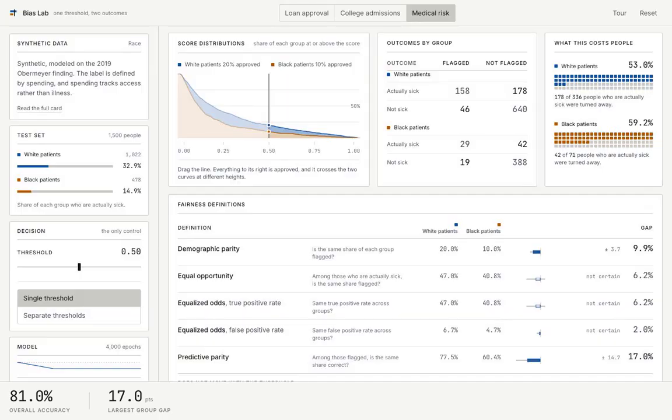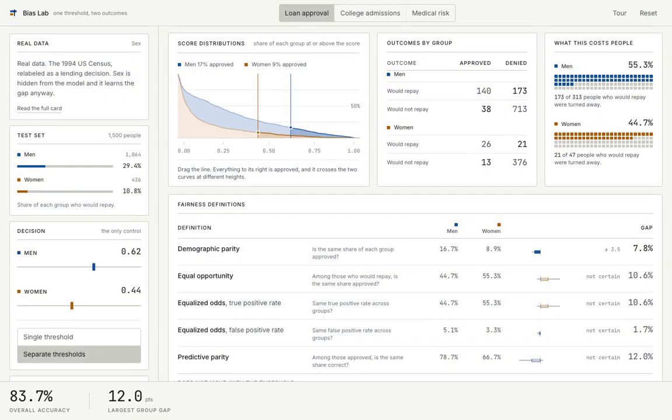Second dataset. This one's synthetic, built for teaching, based on a real study from 2019. A hospital risk algorithm was flagging black patients far less than white patients who were just as sick. Nobody gave it race, they gave it cost. So in here, the label is what patients spent, and spending tells you who got care, not who was sick. The label is already wrong before the model ever sees it.